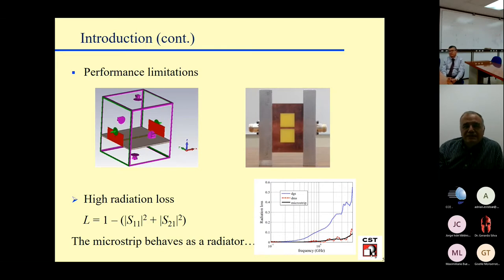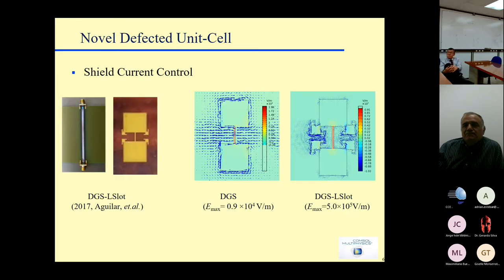These figures allow contrasting the radiation of the common microstrip line and the DMS structure. We can see that this structure behaves as a radiator as the wavelength is reduced, and the radiation becomes more important. So the bandpass filter reported in this work is based on the novel DGS units that include DMS behavior, as shown in this photograph.